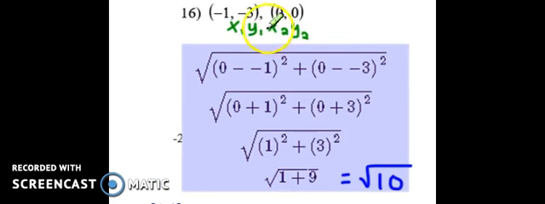In problem 16, they give us ordered pairs, so I'm going to label them. I'm going to find the difference of my x's. 0 minus negative 1, minus is plus. So 1 squared is 1. And I'm going to do my y's. 0 minus negative 3, minus is plus. So I get 3 squared is 9. 1 plus 9 is the square root of 10.